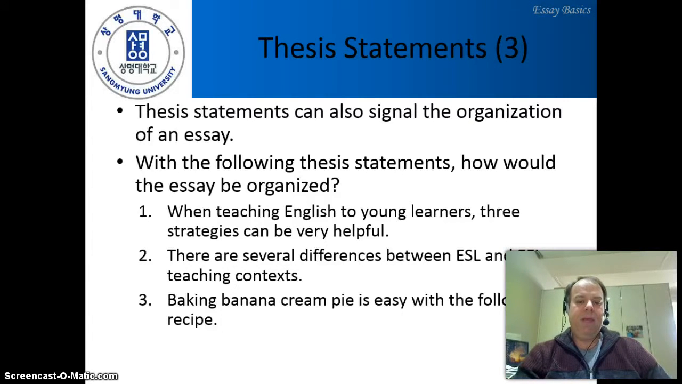And lastly, baking banana cream pie is easy with the following recipe. So here, not only are you going to learn about the recipe itself, but you know the structure, and the structure here is largely going to be the procedure. First you do this, then you do this, next you do this. So you can learn a lot just from looking at the thesis statements.